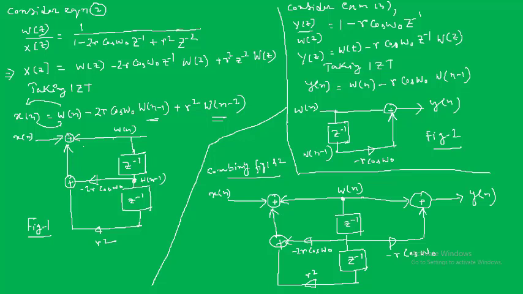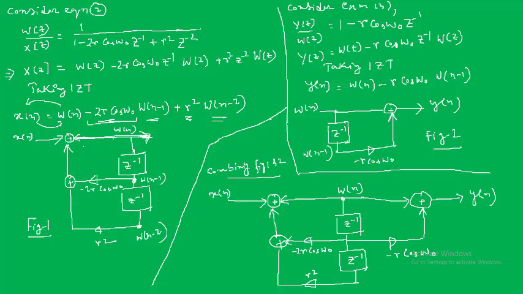So we will be using 2 delay elements here. At this point we are getting w of n minus 1, and at this point we are getting w of n minus 2, and my coefficients are minus 2r cos omega naught and r square. So these are the two coefficients, and adding them up we get w of n. Okay, so at this point we have w of n. Now instead of giving the arrow here, we can give the arrow here.